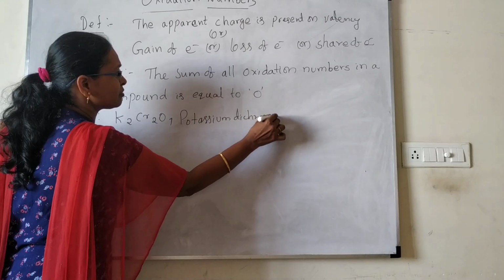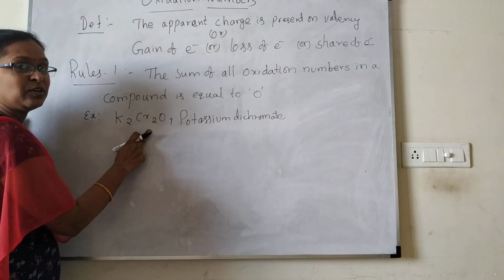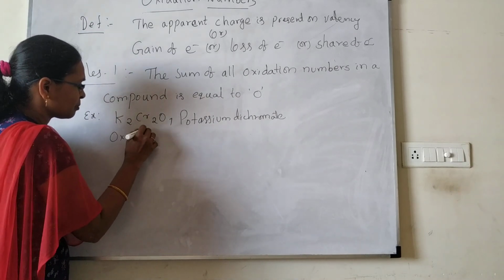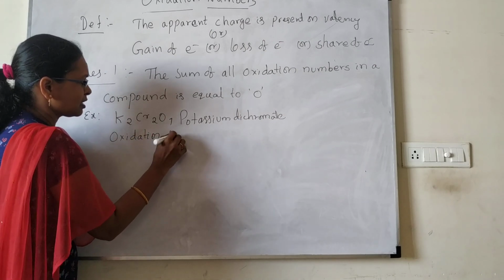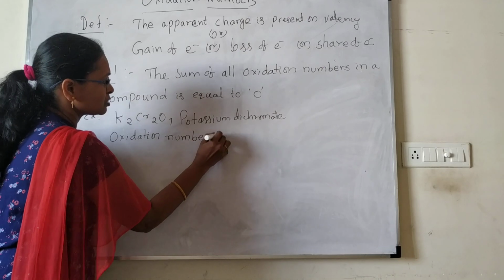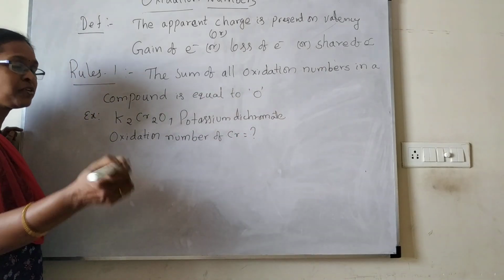In this compound, which is the central atom? Chromium. So we have to find the oxidation number of chromium. They may ask questions like this: the oxidation number of chromium is equal to how much? So how will we do it?